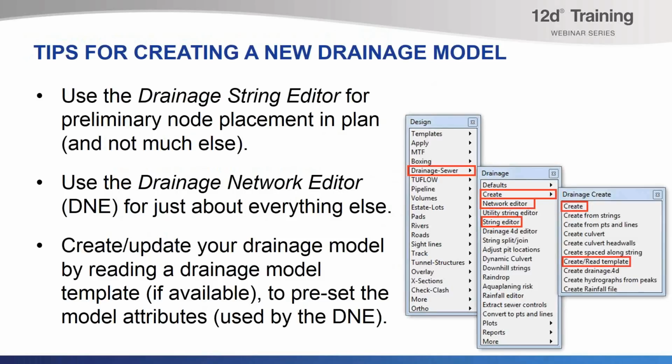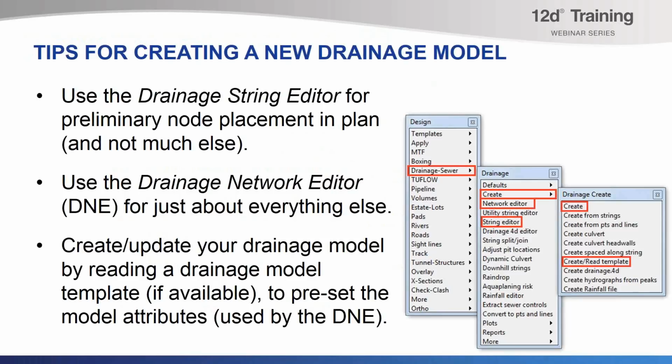Okay, so I'm going to be showing you how to, from scratch, lay down a drainage string to model a culvert, and there's a few little tips that I've written down here for the best way to do that. I recommend the use of the drainage string editor only sparingly, just to place your nodes or headwalls in this case in plan, and not really use it for much else. For everything else, I'm pretty much going to use the drainage network editor because it's a one-stop shop for just about everything else. And the last little note there is to create or update your drainage model by reading in a drainage model template.